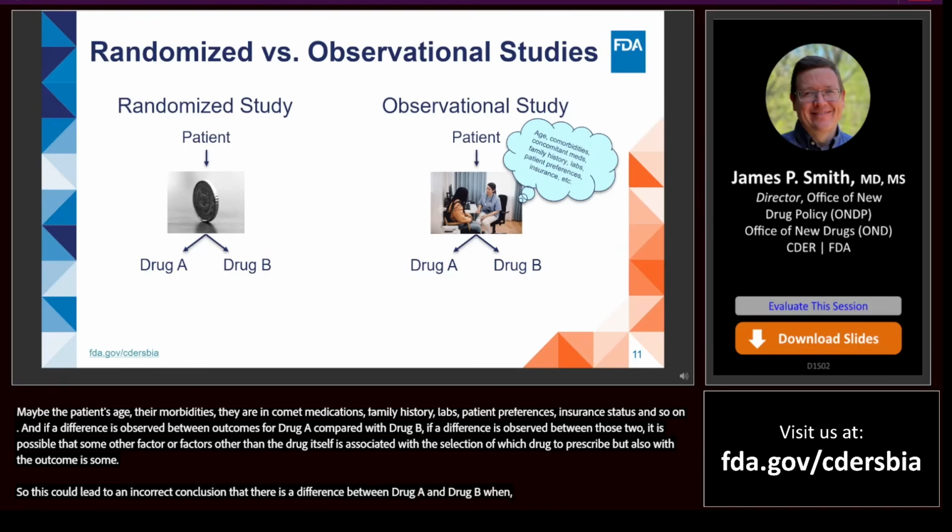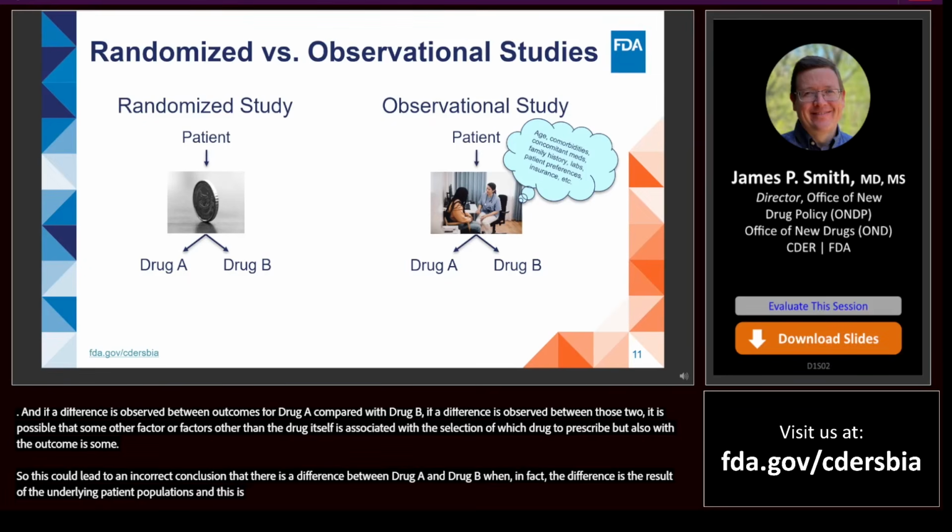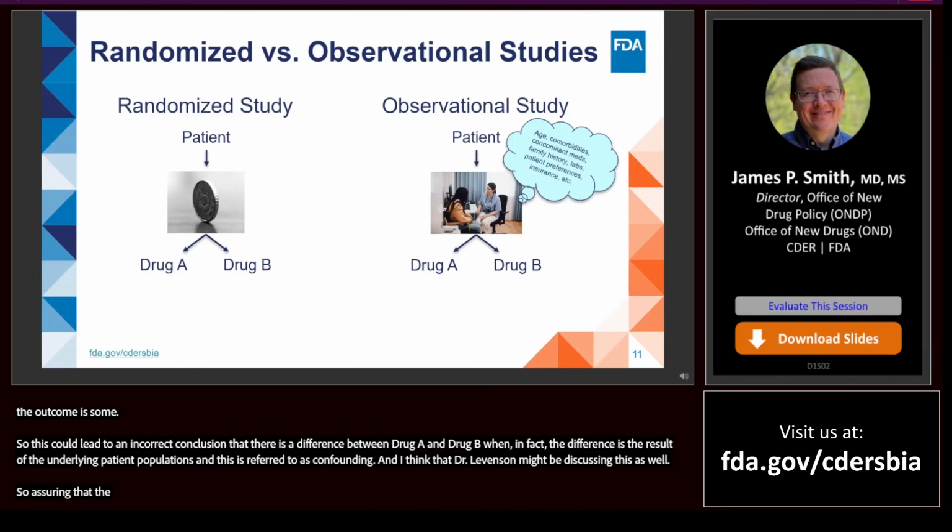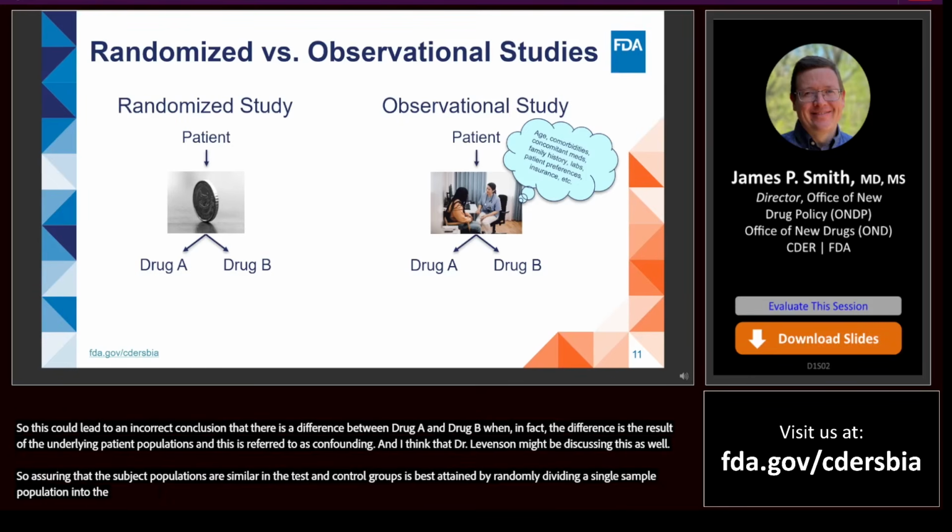So assuring that the subject populations are similar in the test and control groups is best attained by randomly dividing a single sample population into the test and control groups. Randomization is going to avoid systematic differences between groups with respect to both known and unknown baseline variables that could affect the outcome. And the balance of unknown baseline variables is an important one to keep in mind.